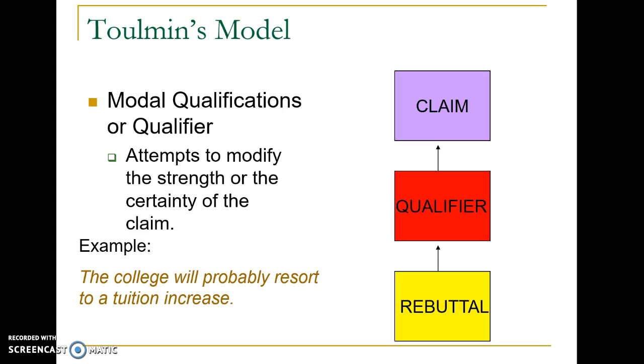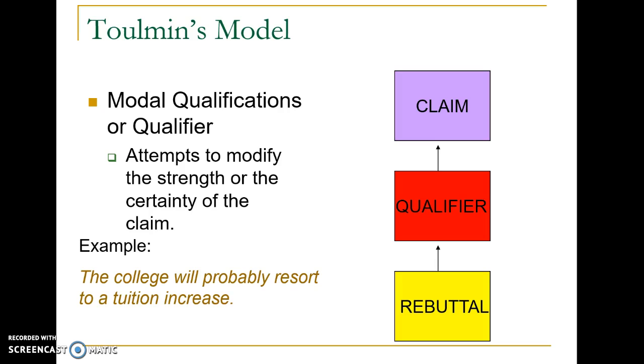Then we have something called a qualifier. One of the biggest mistakes that we often make when we get into a debate is wanting to have an all or nothing kind of win. And sometimes that claim that is all or nothing is a little too strong. And so people might actually lose the debate because there was no wiggle room in there.